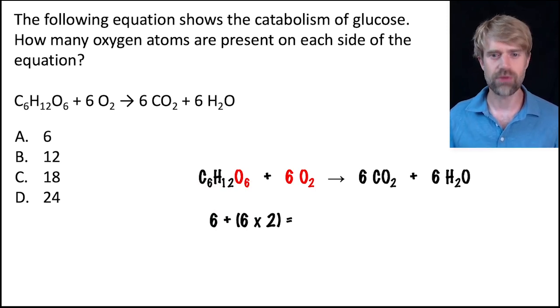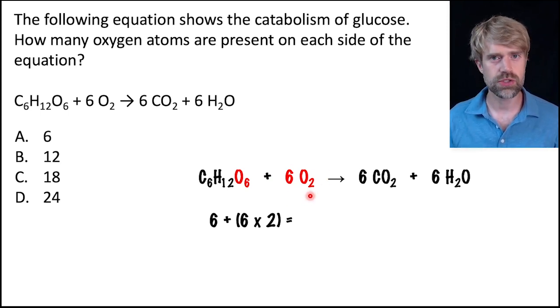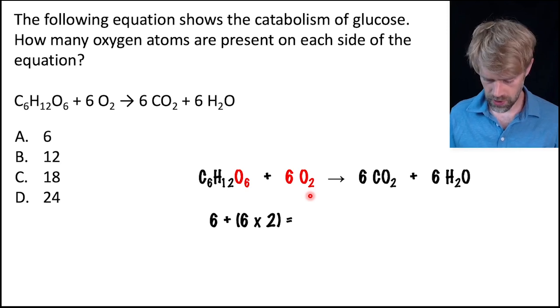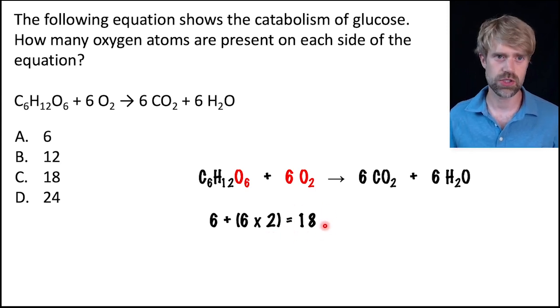Then we have O2, and we have 6 of them. We have 6 O2s. Now, each O2 has 2 oxygen atoms. So we want to do 6 times 2, and for that, we'll get 12 total. So that's going to be 6 plus 6 times 2 equals 18. 18 total oxygen atoms.